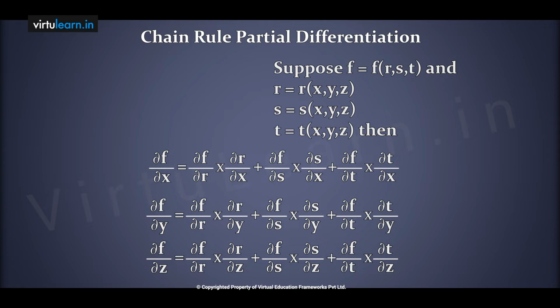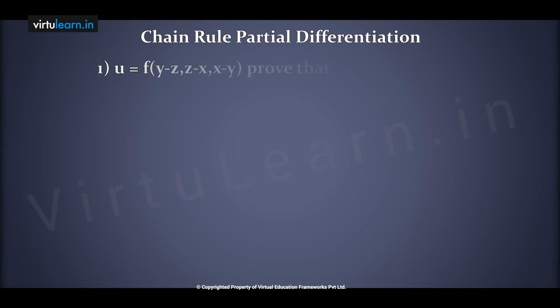Now the first problem: u equal to f of y minus z comma z minus x comma x minus y, means u is a function in terms of x, y, z, indirectly they have given. Prove that ∂u/∂x plus ∂u/∂y plus ∂u/∂z equal to 0.